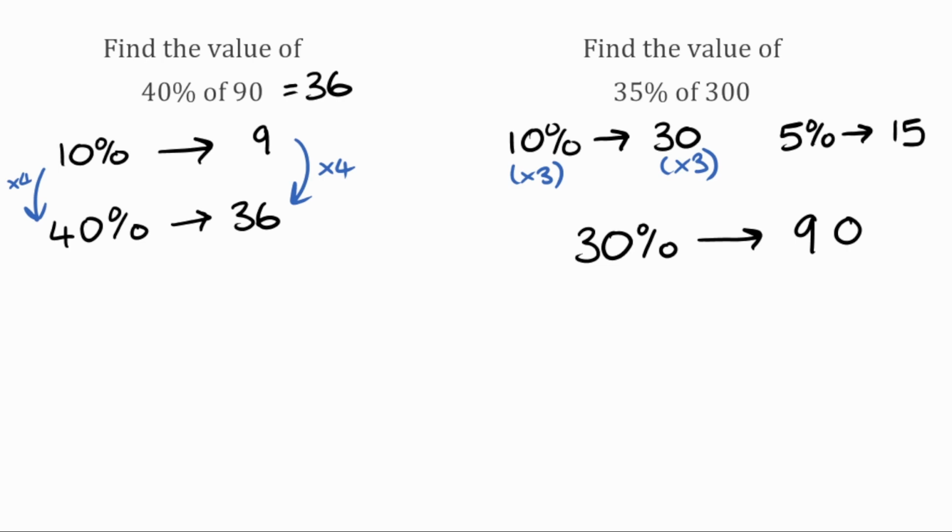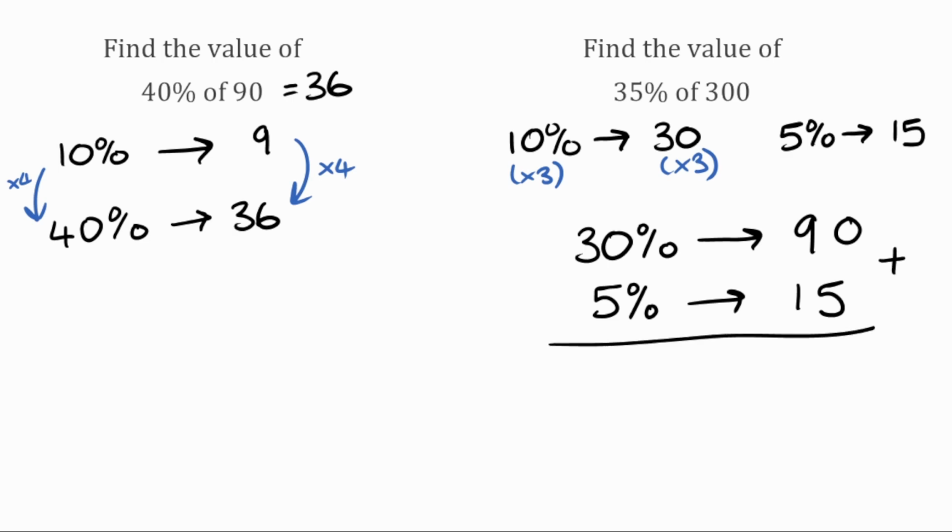We need 35 in total, so we need another 5. Fortunately, we've already figured that out, so I'm just going to bring that 5% underneath, which we figured out earlier to be 15. Then, to make 35, all I'm going to do is add these two percentages together. So 35% would be equivalent to, well, we'd have 0 add 5, which would be 5, 9 add 1 would be 10. So 35% of 300 would equal 105.